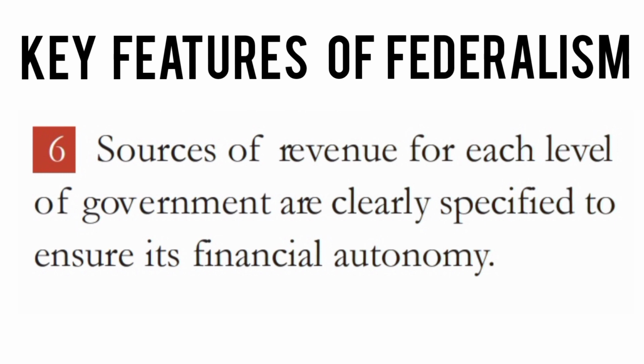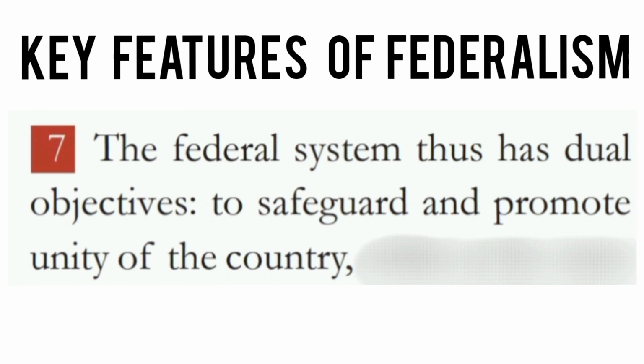Sixth one, sources of revenue for each level of government are clearly specified to ensure its financial autonomy. Financial matters are divided clearly by the Constitution. There are taxes which are given exclusively to the central and state government. Seventh one, the federal system has dual objectives: to safeguard and promote the unity of the country, accommodate regional diversity. An ideal federal system has both the aspects mutual trust and agreement to live together. The above were the 7 characteristics.